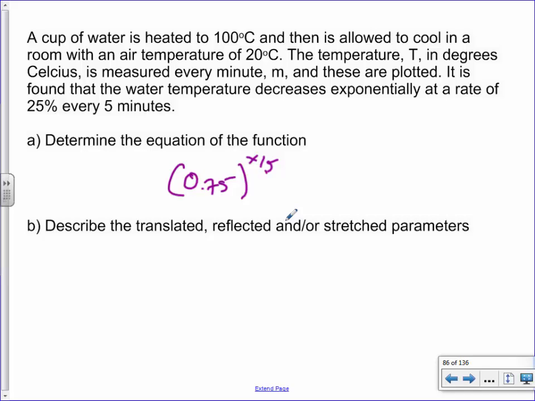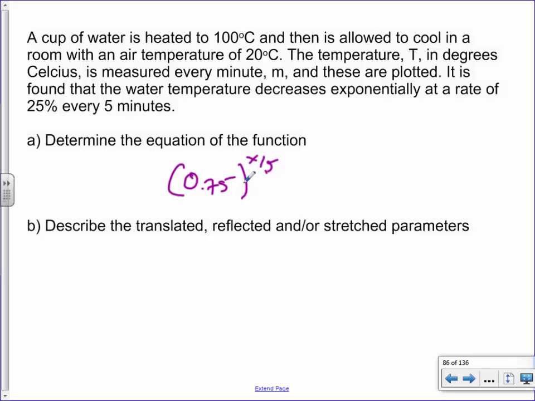Does that work? So we've got the start of it written. This right here means you're keeping 75% of what you have. And in keeping 75% of what you have, it means you're losing 25. The x over 5 means that every 5 minutes, when x is 5, you're losing 25%.